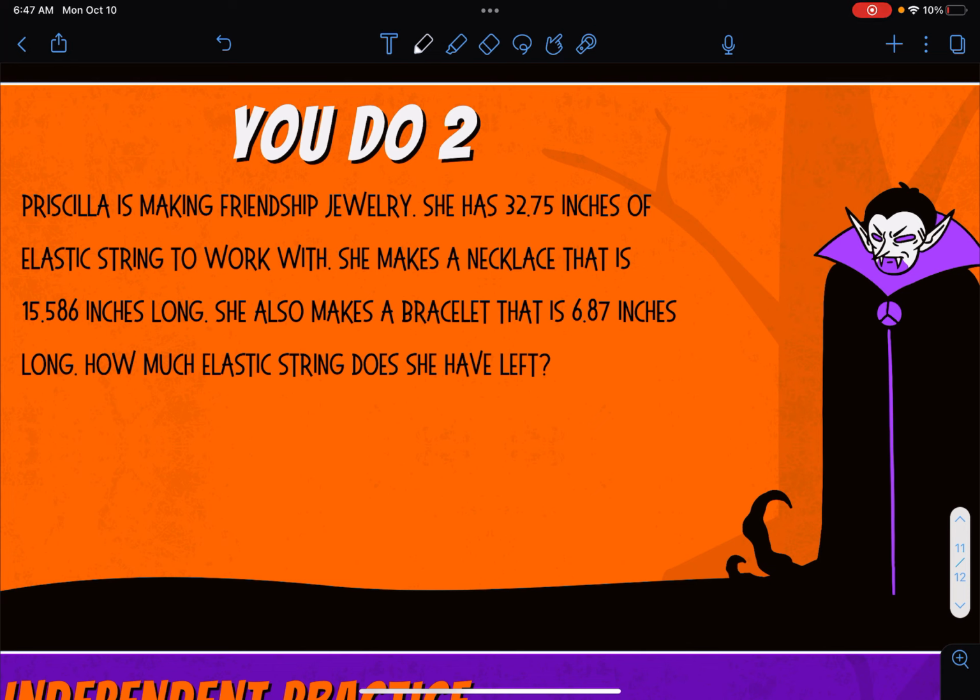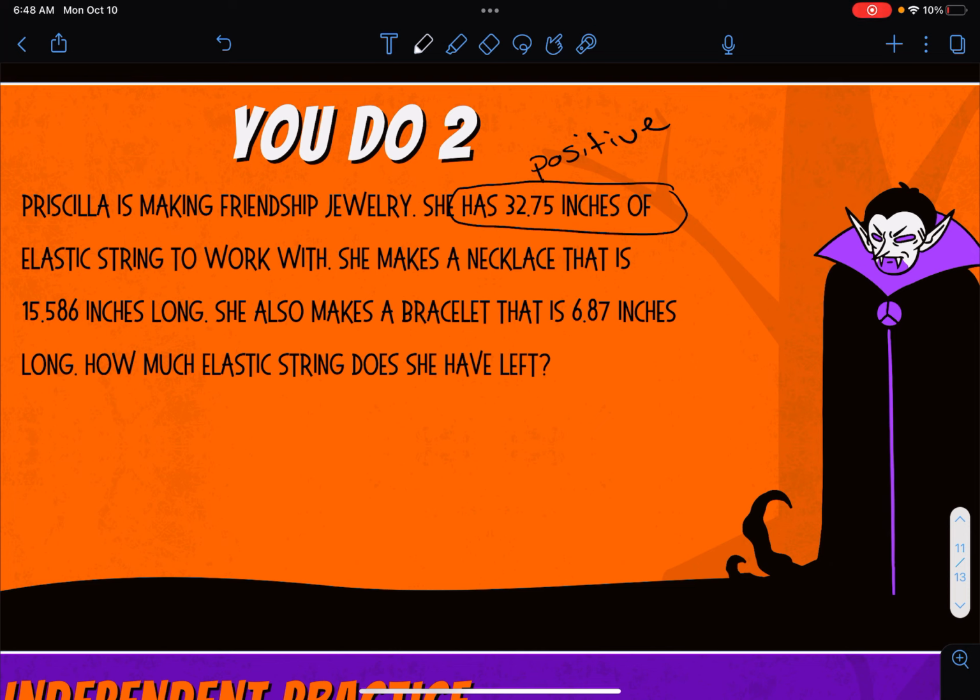So if this is how much she has in string, is that a positive or a negative? Yes. Oh, sorry guys, I accidentally hit undo. Okay, so this would be a positive.